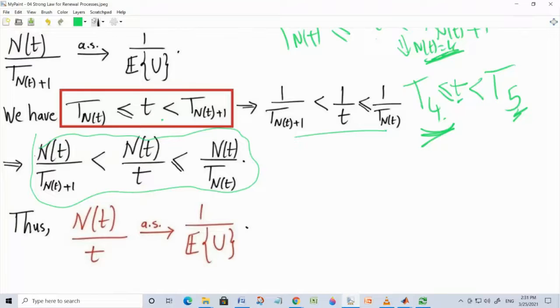The idea of this page is that we are investigating the convergence of big N of t divided by t. So big N of t grows without bound as t goes to infinity. T itself goes to infinity as t goes to infinity. What about the ratio, big N of t divided by t? The idea here is that we are using the sandwich theorem. Okay, what about the upper bound?